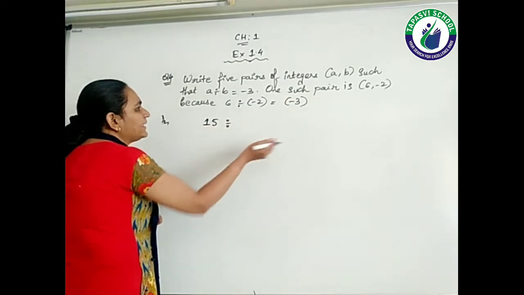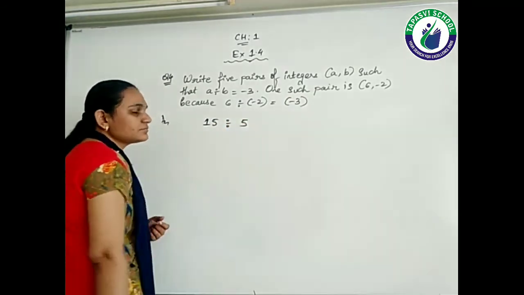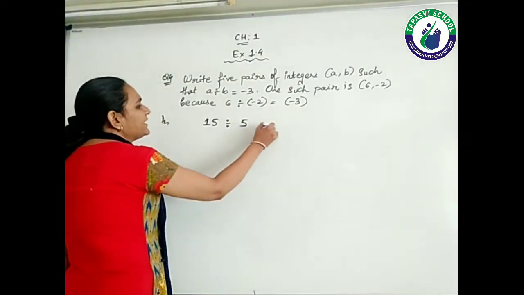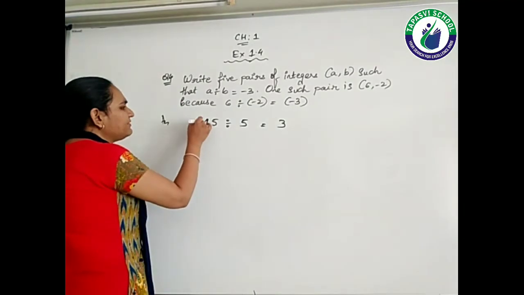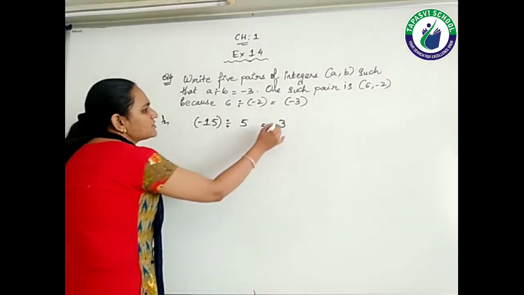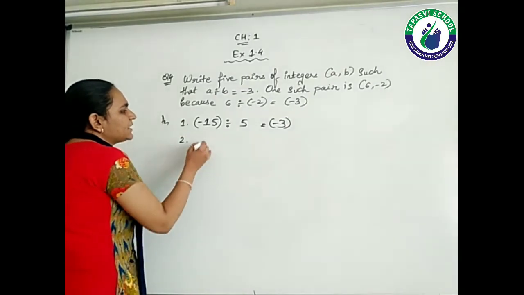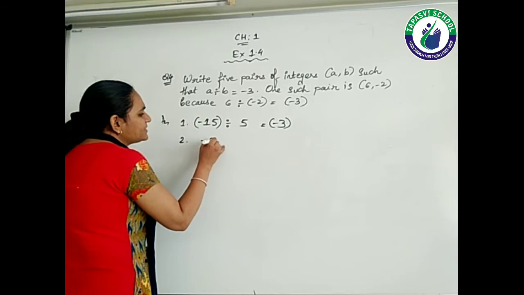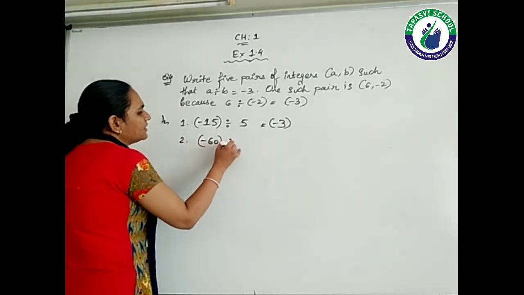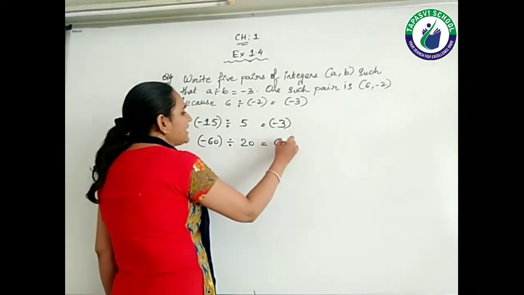15 divided by 5, right? So you will get 3, but of these two numbers one needs to be negative, so I am giving a minus sign to this 15. So my answer is minus 3. So this is my first pair. Second pair, students, my second pair will be minus 60 divided by 20, right? So here also I am getting minus 3.